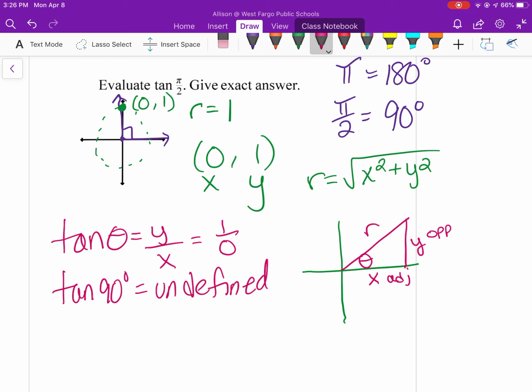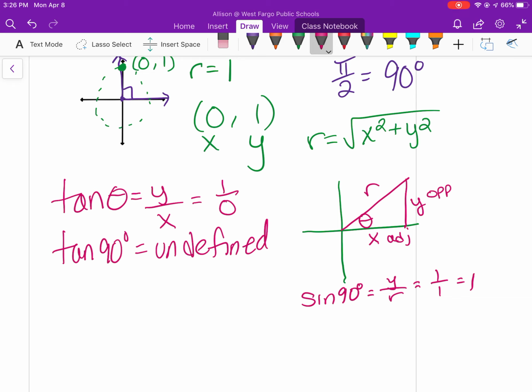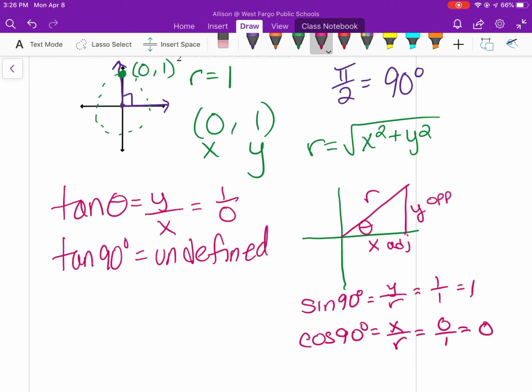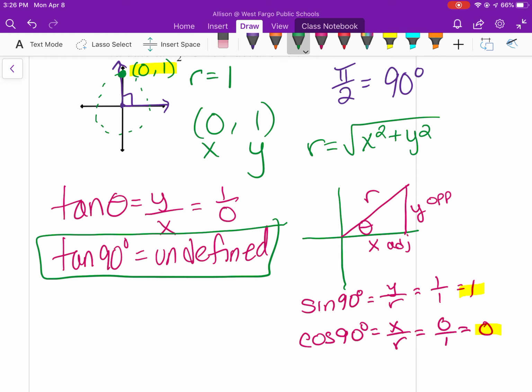And you could find all of the trig functions if it wanted you to, like the sine of theta or the sine of 90 degrees, for example, would be opposite over hypotenuse, so y over r. So y is 1, r is 1, sine of 90 would be 1. Cosine of 90 degrees is going to be x over r, which will be 0 over 1, which is then 0. And so in the next video, you're going to see how these 1 and 0 correspond back to our ordered pair of 0, 1 as well. But this one asks specifically for the tangent of 90, so it was undefined.